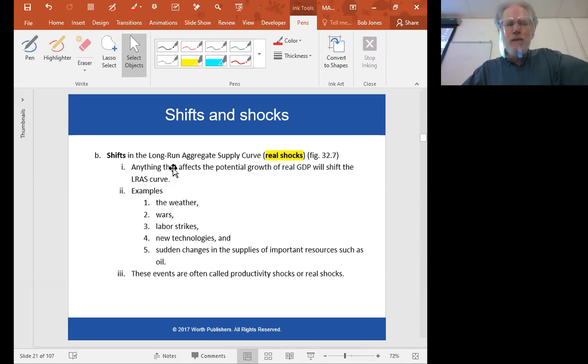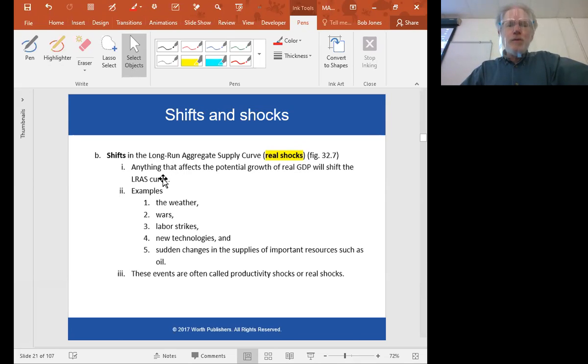Okay, shifts in the long run aggregate supply curve. Notice every time we introduce a curve, eventually we're going to talk about what can cause it to shift. And these shifts are caused by what are called real shocks. That's an important term you want to remember.